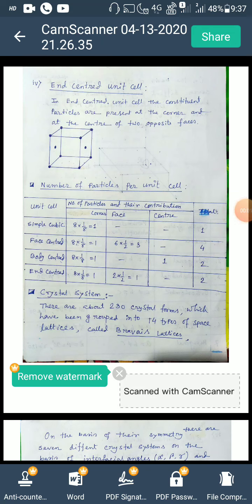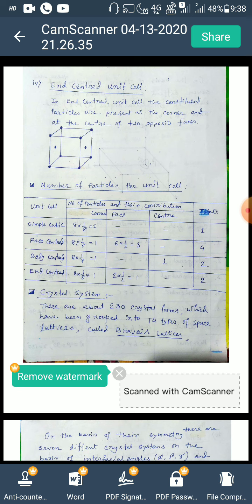Today I will discuss the first chapter of ISC class 12 chemistry, the solid state. On this topic, I have already uploaded a video, and this is my second lecture on solid state. In the first video, I discussed what a solid is, classification of solids, classification of crystalline solids, unit cell, crystal lattice, and calculation of the number of particles per unit cell.